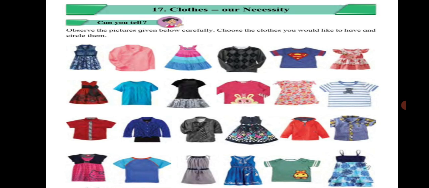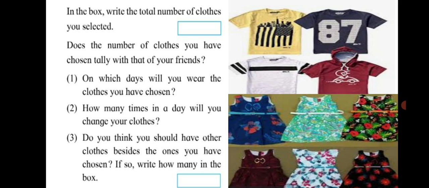You can circle the clothes that you would like to have. After doing that, in the box, write the total number of clothes you selected. This is on page 83. Does the number of clothes you have chosen tally with that of your friends?